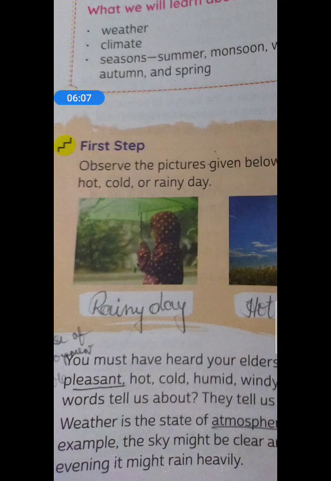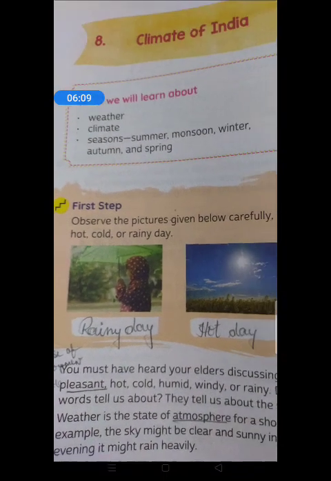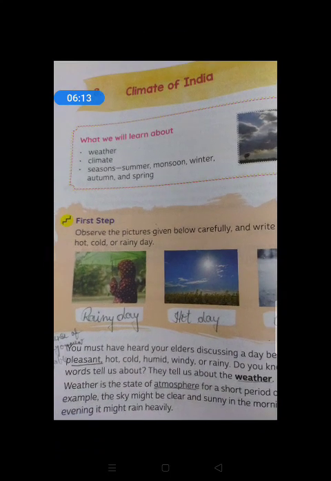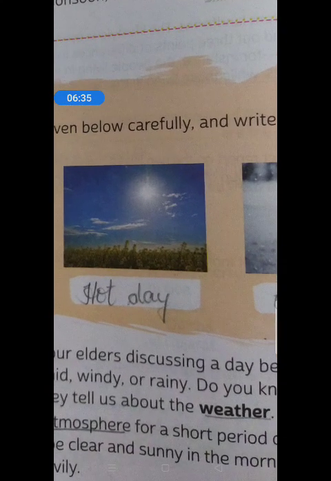So do you know, children, what these words tell about? The words we have discussed are warm, pleasant, hot, cold, humid, windy or rainy. All these words, what are they telling us about? They tell us about the weather. These words tell us how the day is, how we felt on that day.